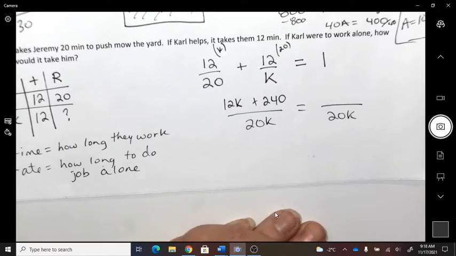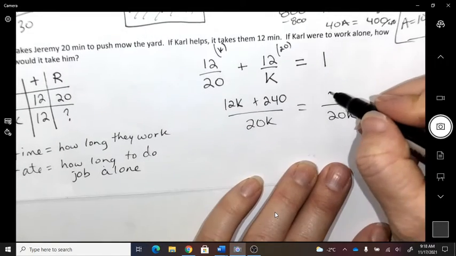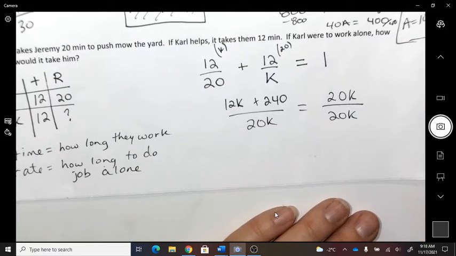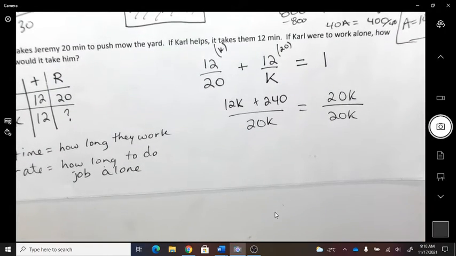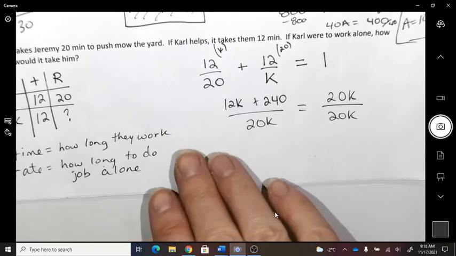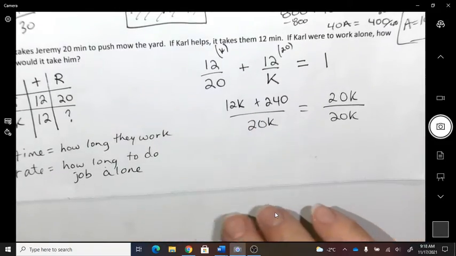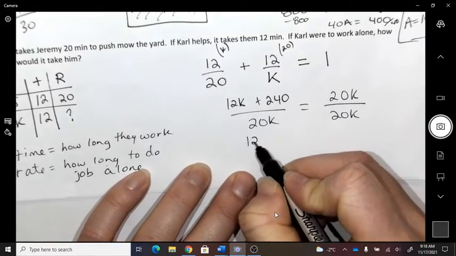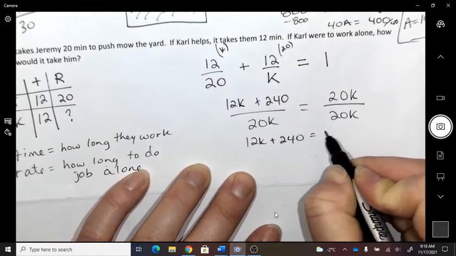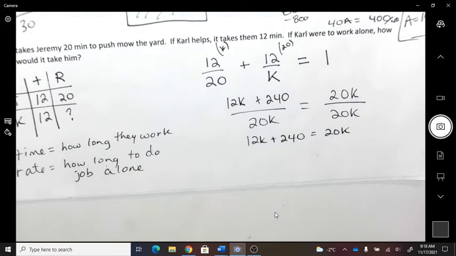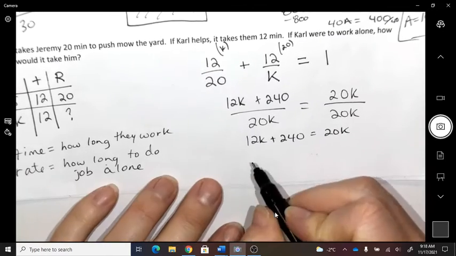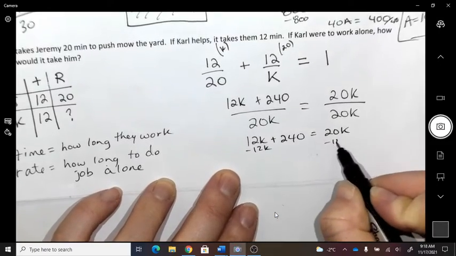And do you understand that 1 is when you have the same thing over the same thing? Okay, so here's the setup. Once we say the bottoms are the same, now I'm just worried about the tops being the same. So I'm solving the top equation. Okay, so how do I solve something like that? I have one variable, so I'm going to isolate the k. So right now I'm going to subtract 12k.